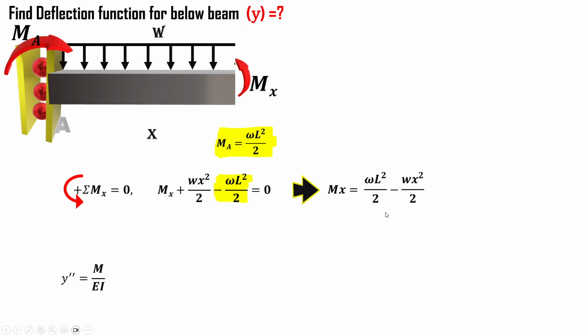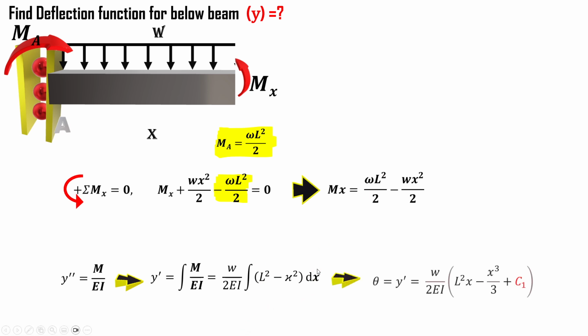And we do know that y double prime is M over EI. So if we integrate it once, it just gives us theta, and then integrate it once more, it just gives us the delta function. So y prime is the integration of M over EI. Take the constant out before the integration and then integrate it. It just gives us theta, or y prime, equal to W over 2EI in parentheses, L squared times x minus x cubed over 3, plus C1. With any integration you will add a constant to your calculation.